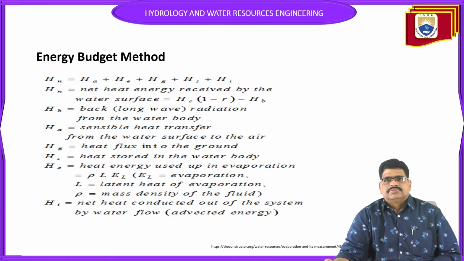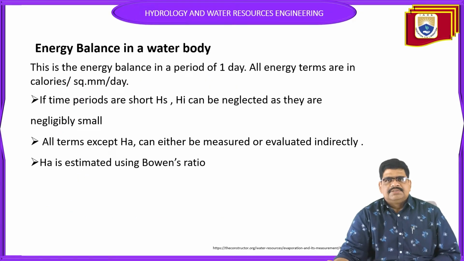Next, the energy balance of the water body. How can the energy in the water body be balanced? In water bodies, this energy is balanced per day. All energy terms are in calories per square centimeter per day. In most cases, HS and HI can be neglected as negligibly small. The term HE can either be measured or evaluated directly. It can be estimated by the Bowen's ratio. Let us see in the diagram.